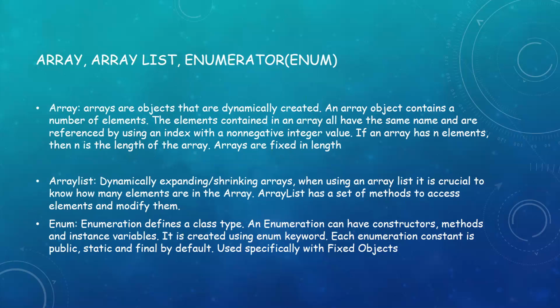And then the array list is a dynamically expanding and shrinking array. When using array lists, it is crucial to know how many elements are in the array. Array lists have a set of methods to access elements and modify them. The enum, or enumeration, defines a class type. An enumeration has constructors, methods, and instance variables. It is created using the enum keyword. Each enumeration constant is public, static, and final by default, usually used specifically with fixed objects.